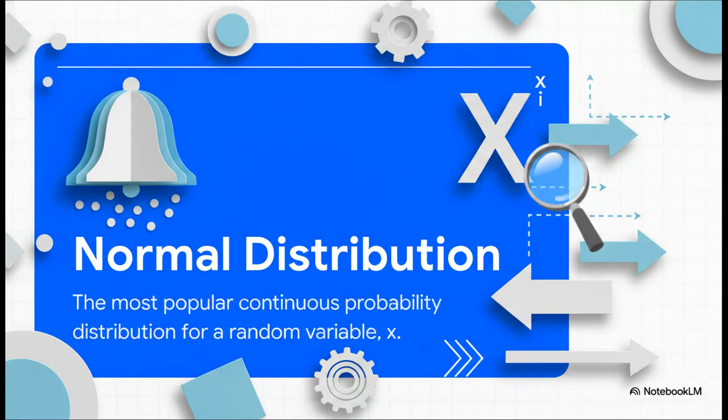And that brings us to the absolute star of the show, the normal distribution. Often called the Gaussian distribution, this is easily the single most popular, most useful continuous probability distribution for any random variable, which we'll just call x. This concept is a total game changer. It fundamentally shifts how we understand probability, giving us a highly reliable way to describe really complex continuous data using just a couple of key parameters.